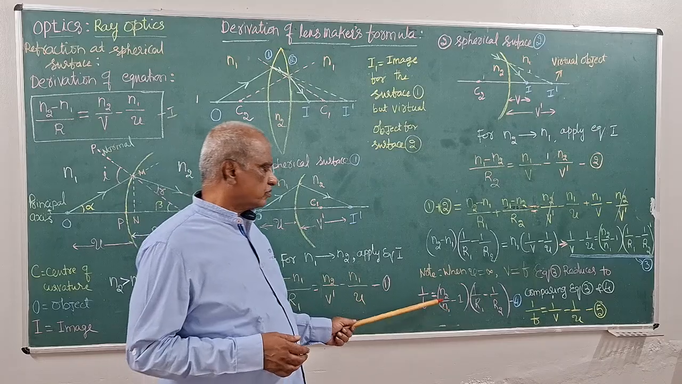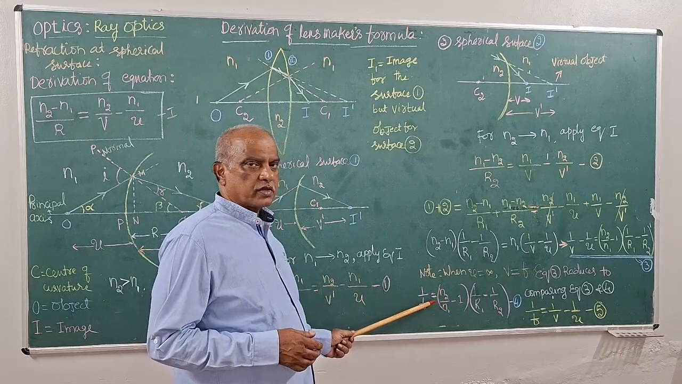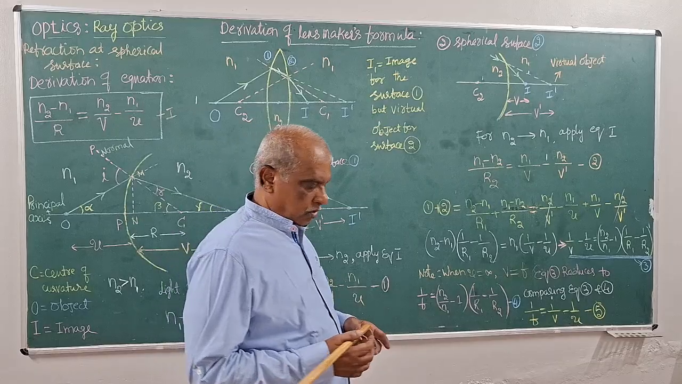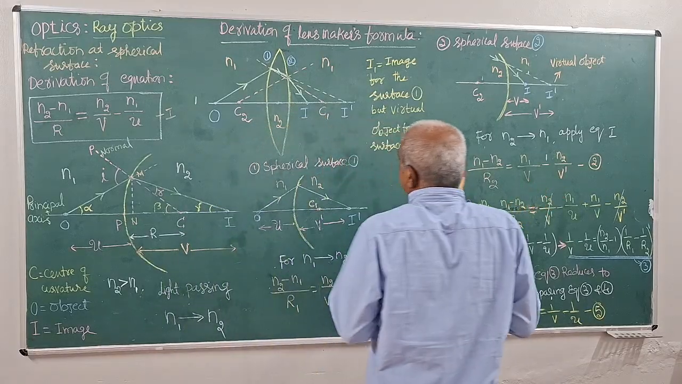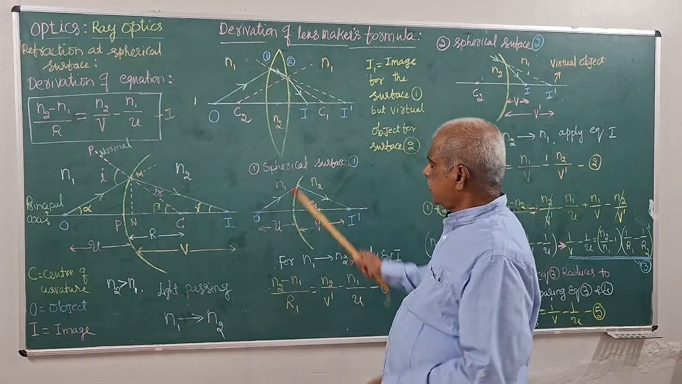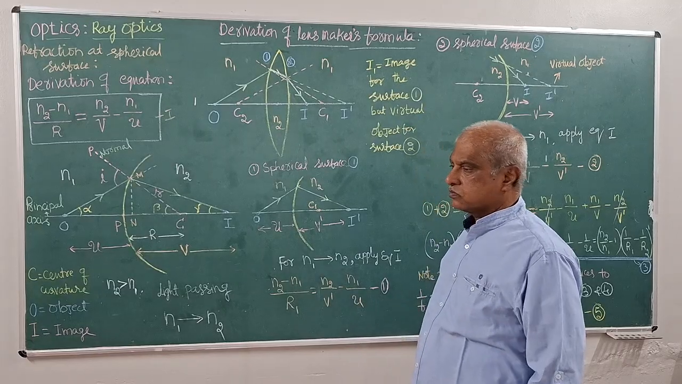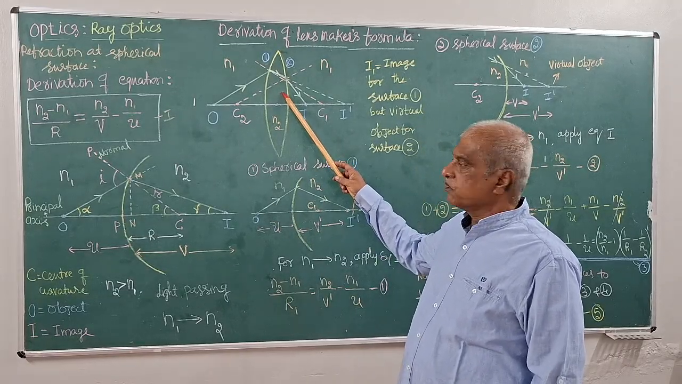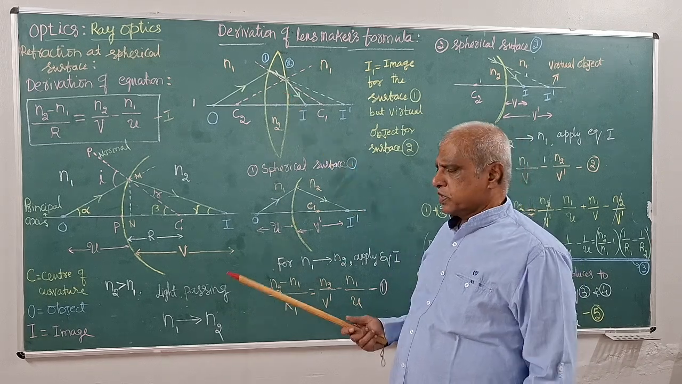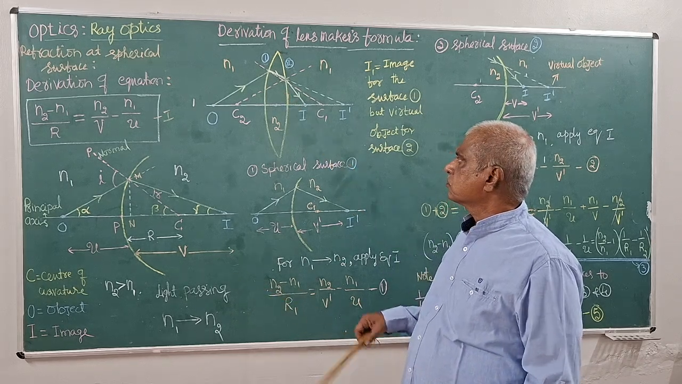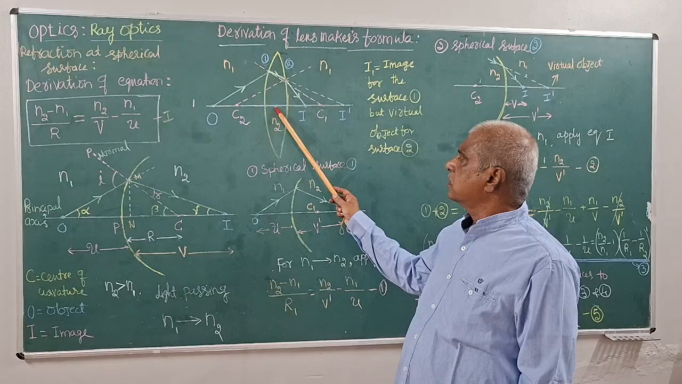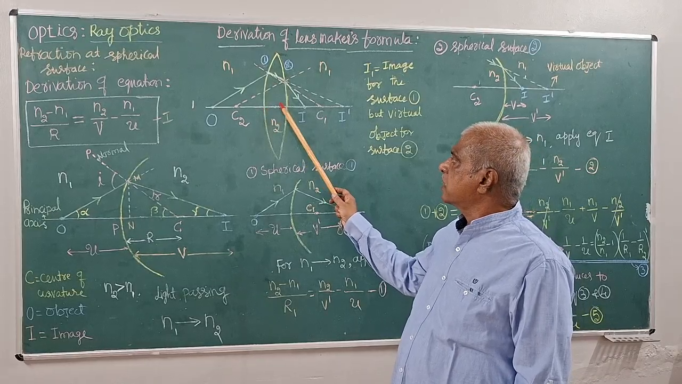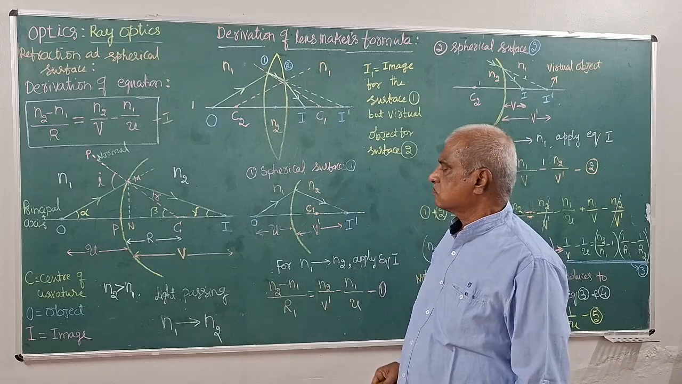How do you get this equation? By derivation. We derive this equation in the following way. I am taking this convex lens. You can also take a concave lens. This is the optical center, and these are the centers of the spherical surfaces.